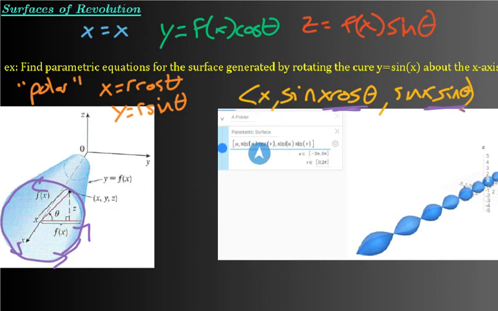And so I made x basically u, and theta is v here. If I let x run from negative 2 pi to 6 pi, and v run from 0 to 2 pi, so v is the angle, then you get this kind of weird sine of x rotation thing, right?